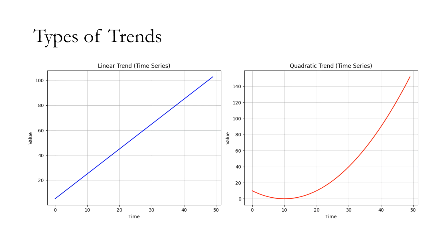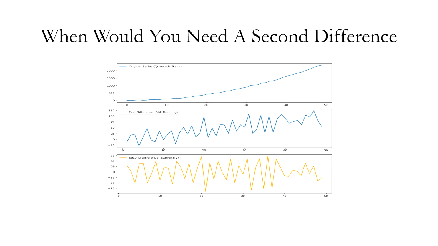Now I'm going to be talking about different types of trends. We saw a linear trend, and I said that I'd be getting back to what we call a quadratic trend, which is increasing at a far faster rate than a linear trend, right? And this was when you would need a second difference.